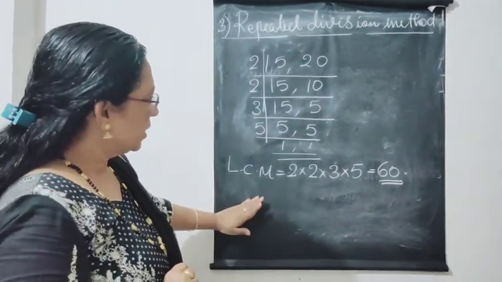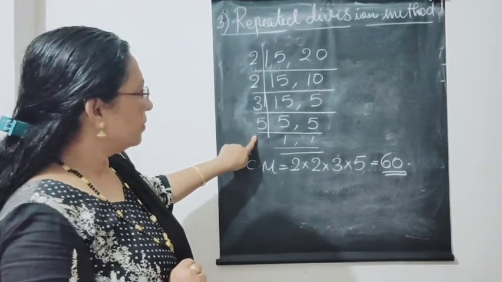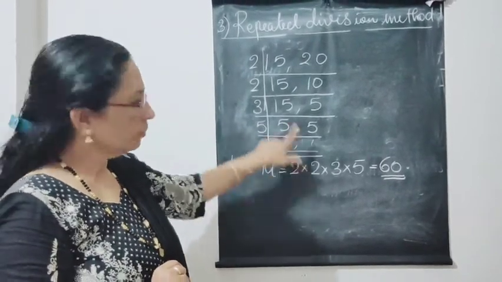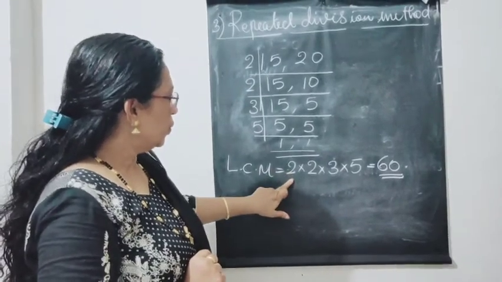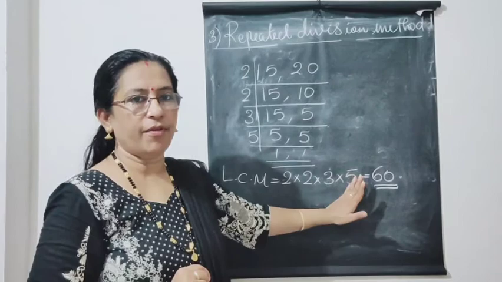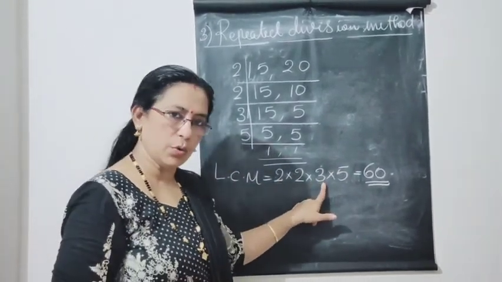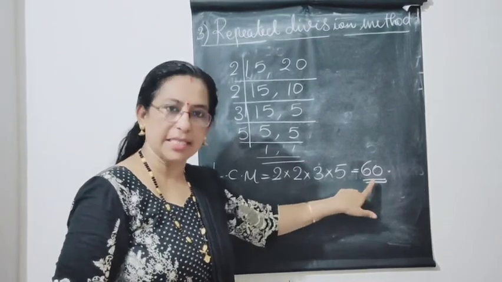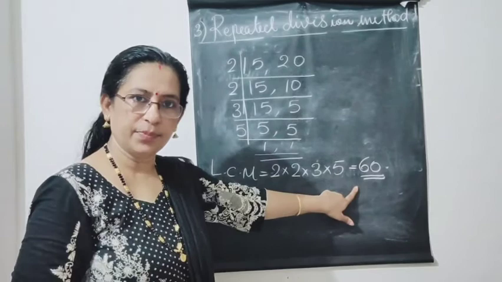Okay, now LCM. LCM is equal to all the prime factors multiplied. 2, 2, 3 and 5. Multiply all the prime factors. 2 2s are 4. 4 3s are 12. 12 5s are 60. So the LCM is equal to 60. Got it?